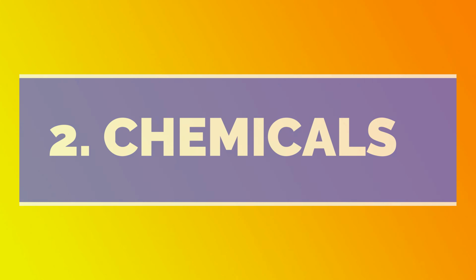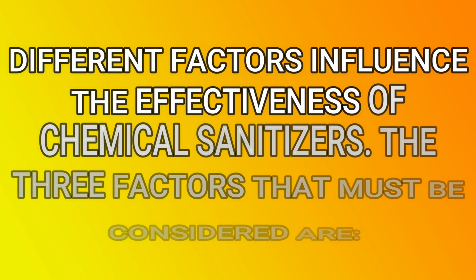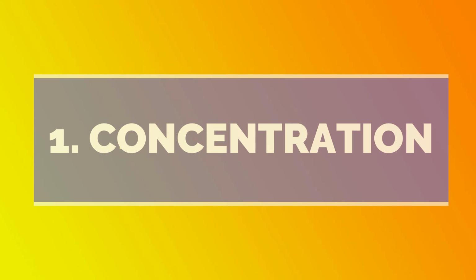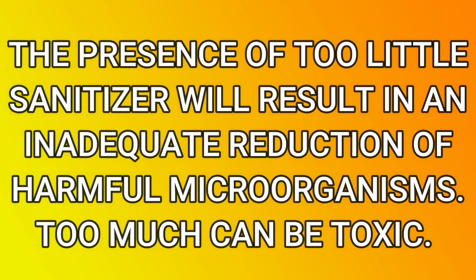Number 2, chemicals. Chemicals that are approved sanitizers are chlorine, iodine, and quaternary ammonium. Different factors influence the effectiveness of a chemical sanitizer. The 3 factors that must be considered are: 1. Concentration. The presence of too little sanitizer will result in an inadequate reduction of harmful microorganisms. Too much can be toxic.